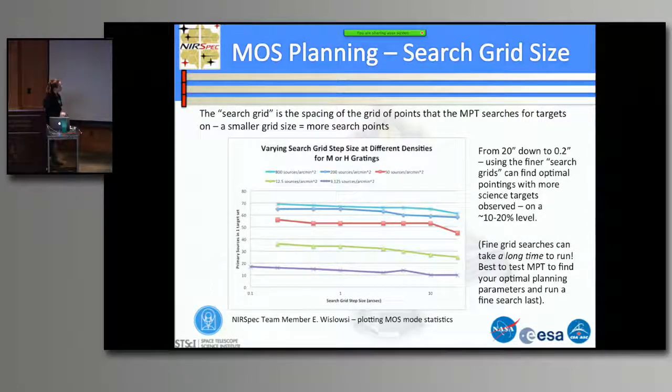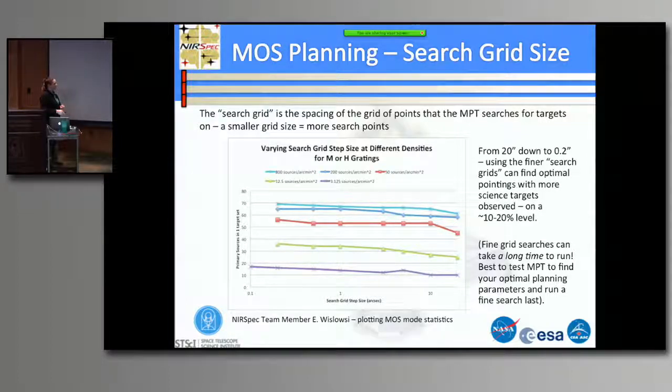For search grid sizes from 20 arc seconds down to 0.2 arc seconds, the color plots here are a function of source density. Basically what you find is that going from 20 arc seconds down to 0.2 arc seconds in total, you can find optimal pointings that get you more sources at a 10 to 20% level. For each curve, you're increasing along here at a 10 to 20% level. There is a space between about an arc second and 8 to 10 arc seconds where you don't tend to gain a whole lot. It's just a couple of sources here or there.